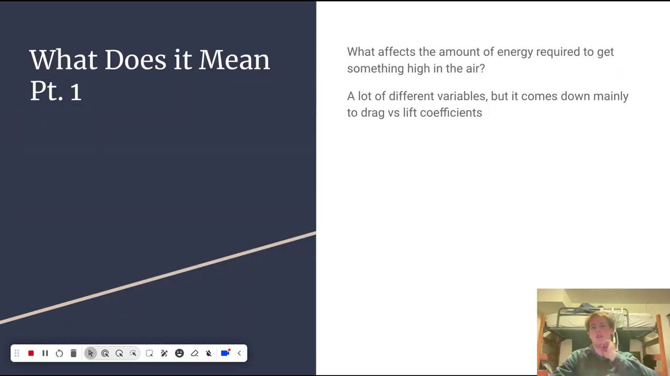What does it mean? What affects the amount of energy required to get something in the air? It's actually really complicated, way more complicated than I thought when I started. But the main thing is, it really comes down to drag coefficient versus lift coefficient, and which grows faster. In my glider's case, it needs to be improved. The drag grows faster, so you need a lot of velocity before it slows down enough that it won't produce any lift. But in a more efficient glider, you would need less velocity and less energy.